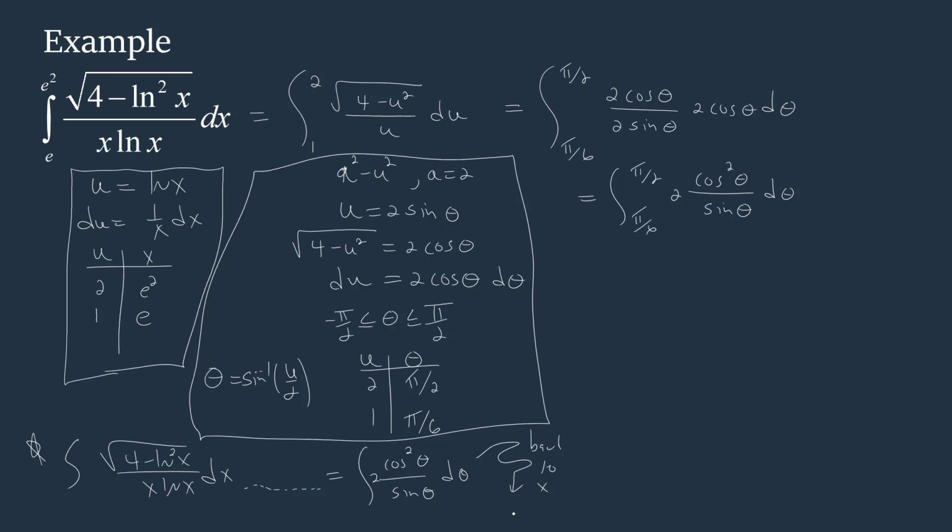Now, the only time I don't do that, when I change the variable, change the bounds, and just do the antiderivative by itself, and then come back and evaluate at the bounds, is when the values you get here or here are just awful.